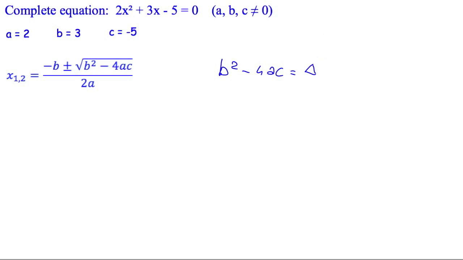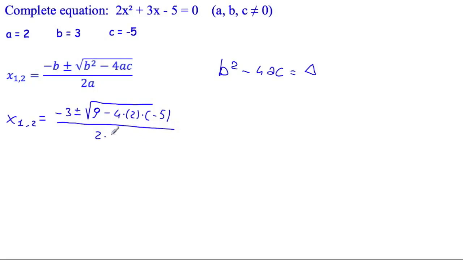Let's now solve the equation. x1 and 2, that is, the two roots of the equation, if they exist in the real field, is equal to negative b, which is 3, and so negative 3 plus or minus the square root of b squared, that is to say, 3 squared, which is 9, minus 4 times a, which is 2, multiplied by c, which equals negative 5. All that over 2a, that is to say, 2 times 2. Let's go on calculating. Negative 3 plus or minus the square root of 9 plus 40.